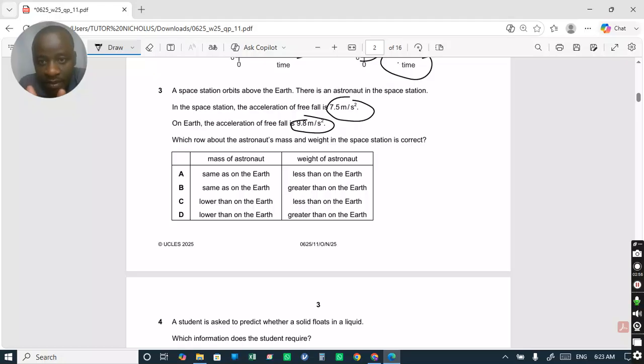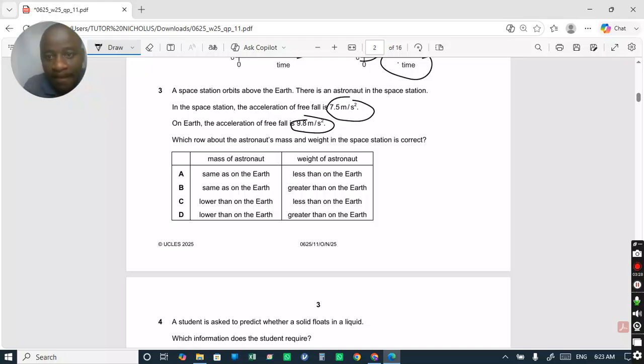So which row about the astronaut's mass and weight in the same space station is correct? When you look at option A, same mass as on the Earth, that is mass, correct. Weight less than on the Earth. When we talk about weight, it is less than on the Earth. That is correct. Same as on the Earth, correct. That is mass. Weight greater than the Earth. It cannot be greater than the Earth because the acceleration of free fall is less than the acceleration of the Earth. But how do we know this?